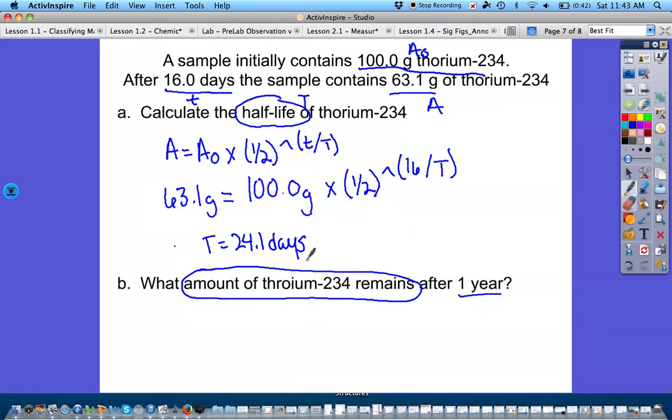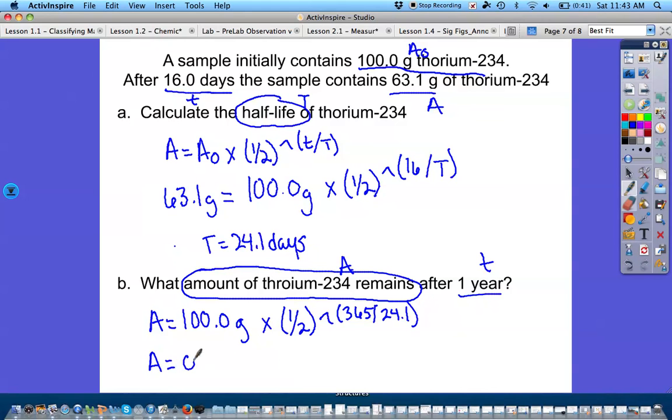So now we're asked what amount of thorium-234 remains, that is big A, after 1 year. And that is our new little t. So A is what we're trying to find. A sub 0 is still 100.0 grams times 1/2 to the power of, and we have years and days, so we need to convert those to the same units. So we're going to have 365 days divided by 24.1 days, and A equals 0.00276 grams.